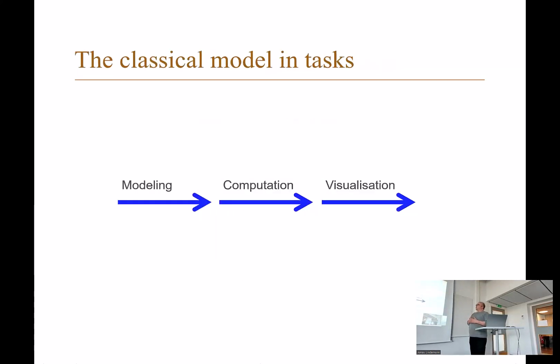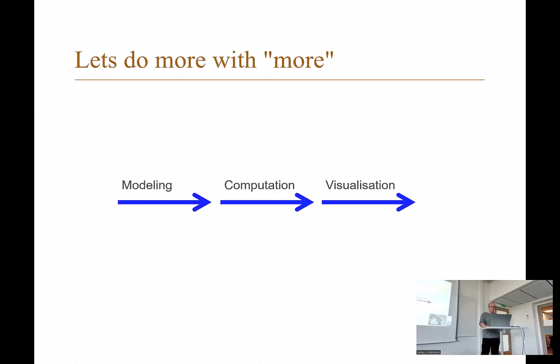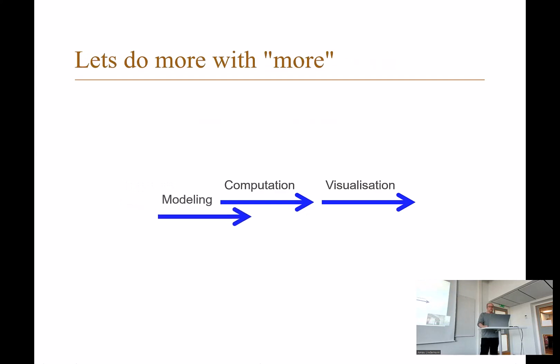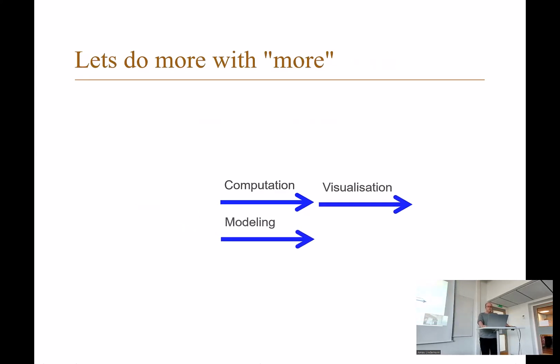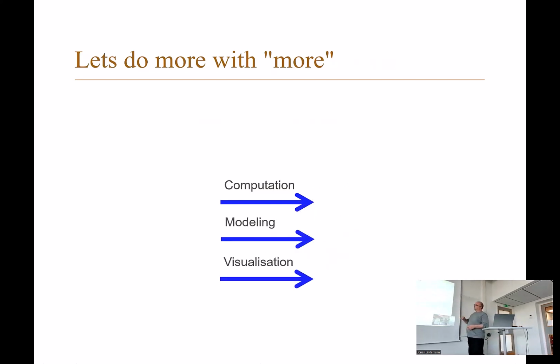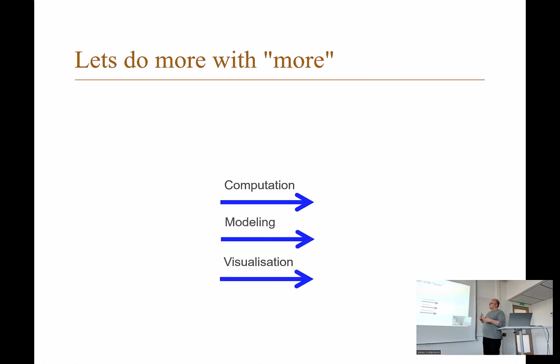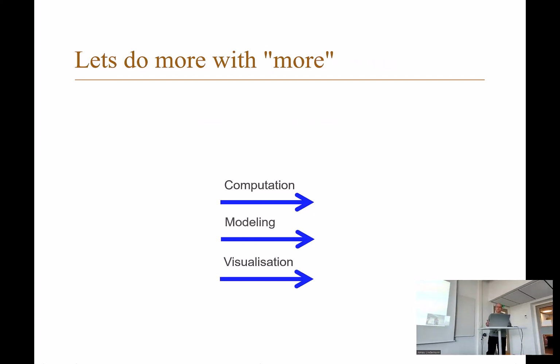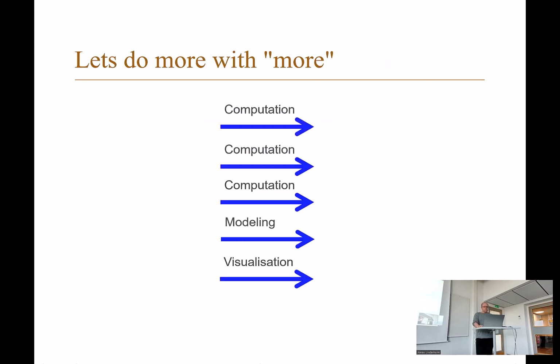If you look at the modeling task in classical computation, you have modeling, computation, and visualization. So let's try to do modeling at the same time as the computation, and we can do the visualization at the same time. We can divide them up onto different cores. We can have the modeling driving the user interface, the visualization as a separate task, and the computation going on at the same time. And you can have multiple computations as well, so you can divide the actual computation into multiple tasks.